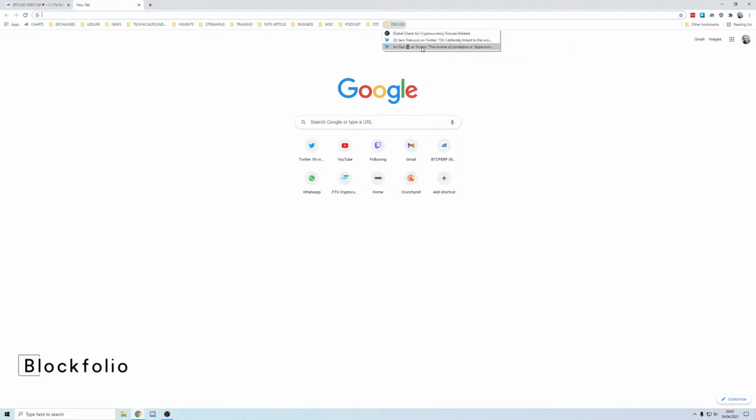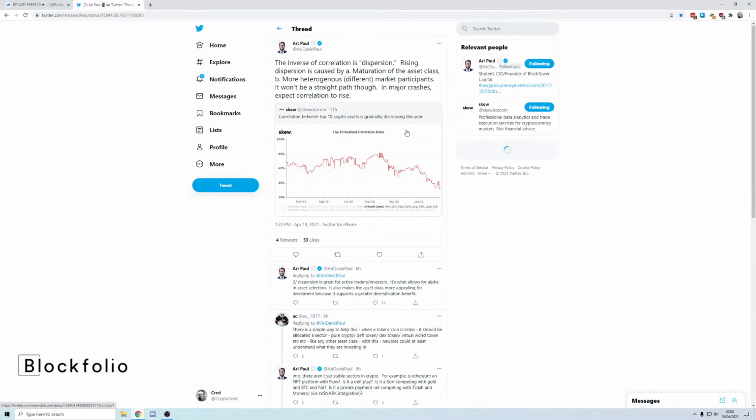So we'll start with the really short stuff, just interesting behaviors in the market, which I'm new to. And you can see here it's a chart from Skew showing that the correlations between the top 10 crypto assets is decreasing this year, right? So Ari Paul of Block Tower, he's saying the inverse of correlation is dispersion. So rising dispersion is caused by a maturation of the asset class and different market participants, etc., etc. He also makes a very interesting point that in major crashes, expect correlations to rise.